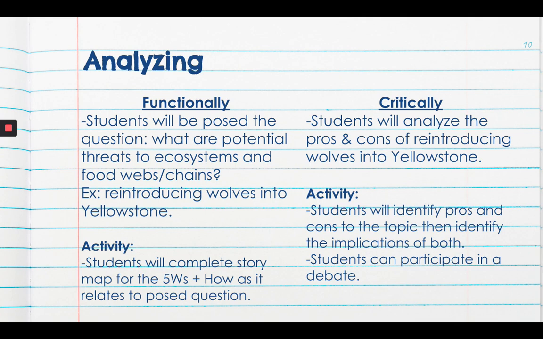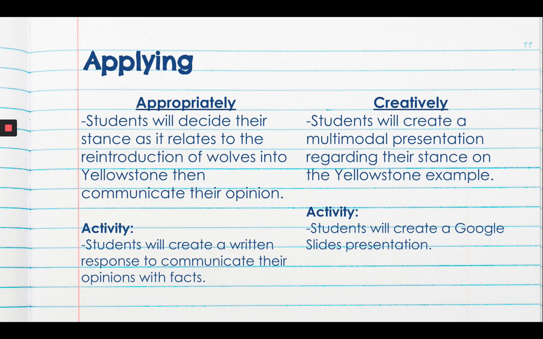Within the analyzing phase, this is where we start introducing the topic of their final project, where we start talking about the reintroduction of wolves into Yellowstone. We're going to talk about what that is, how that happened, why that came about, and then the students will have to identify the pros and cons as it relates to that reintroduction. In order to apply this information, the students will be creating their final presentation in Google Slides. This is so that they can communicate what they've learned and then they can share that out.